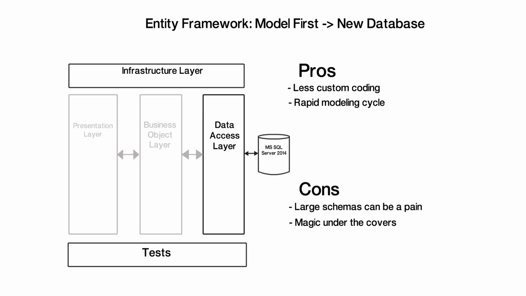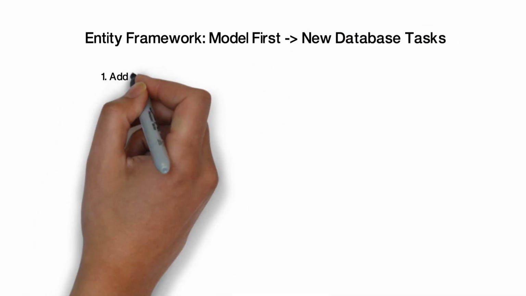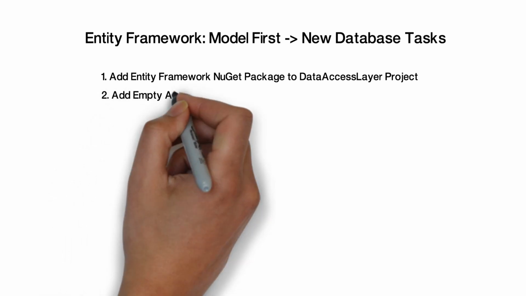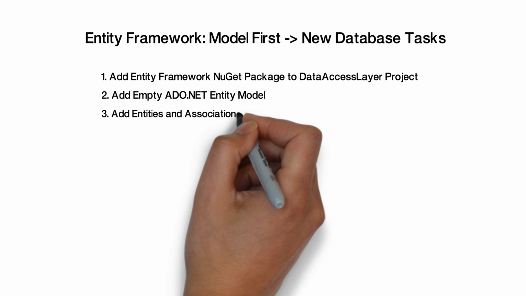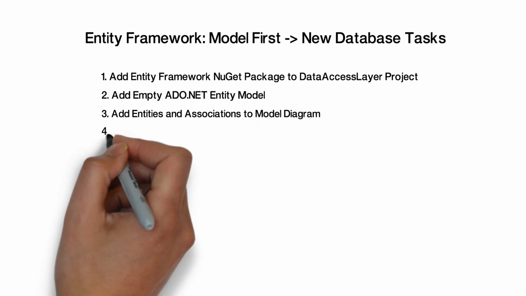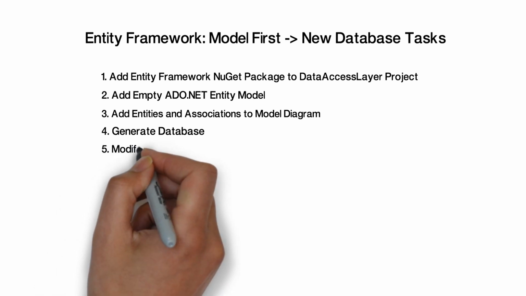Okay, so what are we going to do in this video? Well, first off, you're going to have to add the Entity Framework NuGet package to the Data Access Layer project, and then add an empty ADO.NET entity model, and then add entities to that and associations as required. Then you're going to generate a database.